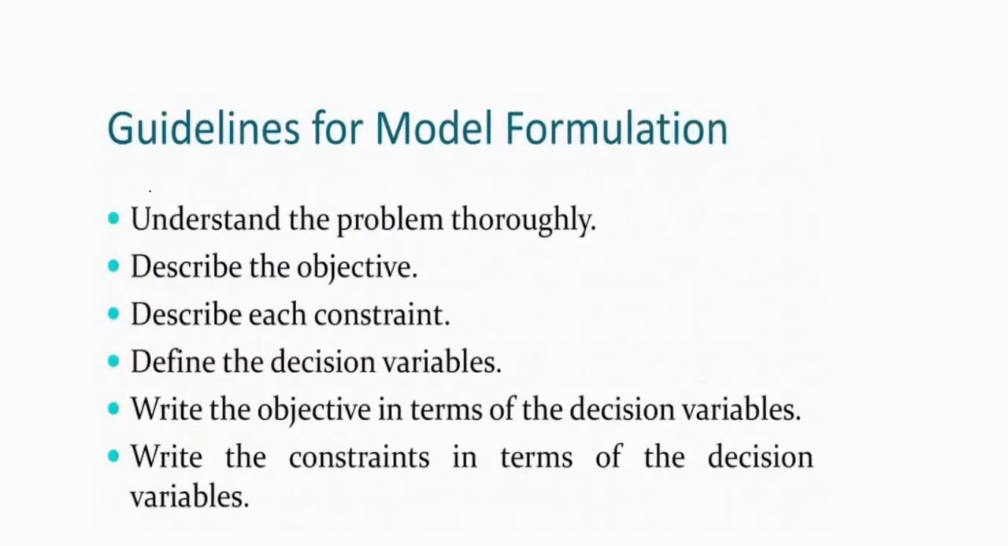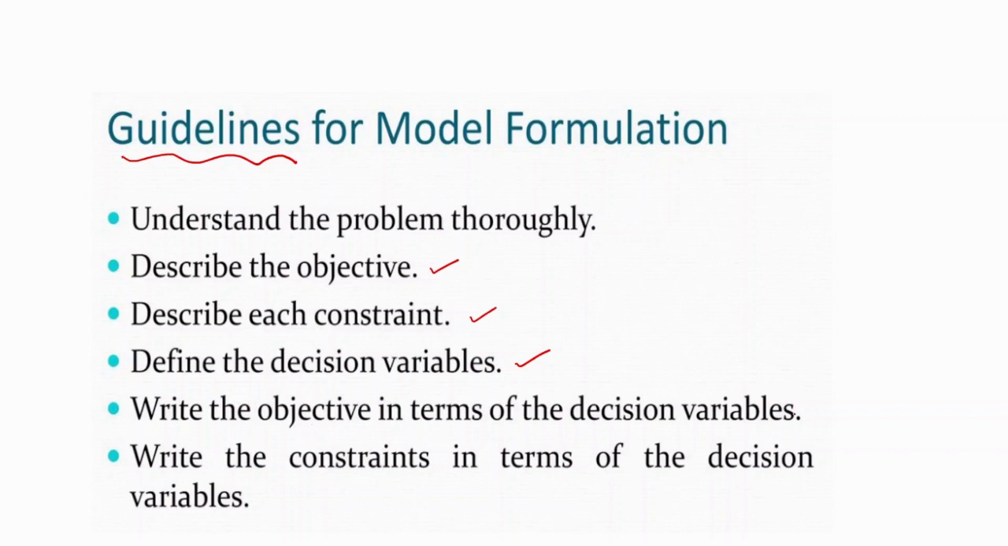So there are certain guidelines that you have to remember while formulating a model. First of all, understand the problem thoroughly, describe the objective, describe each constraint, and the decision variables, the most important, what you have to find out. Whether you want to find out the number of bowls and mugs, as I gave you that particular example, so that you can maximize the profits. So you know the cost, you know everything regarding the bowls and mugs, but what should be the number that will give you the maximum profit? So that comes under the category of decision variables.